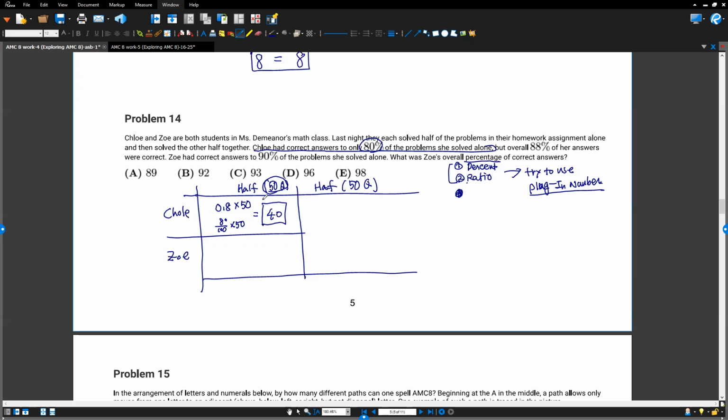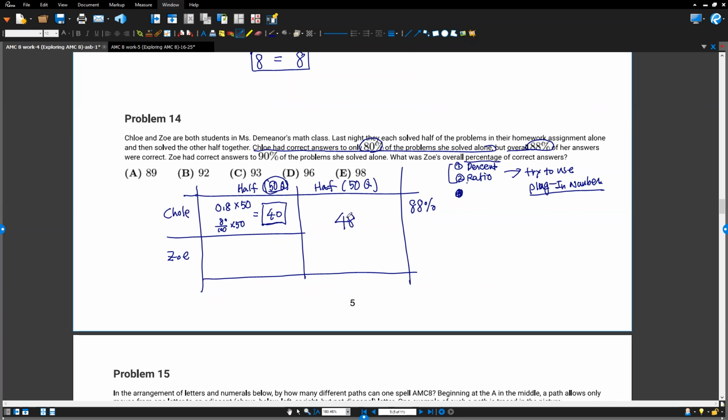Okay. The next one, take another one. Corey solved overall 88% of her answers correct. In total, she made 88% correct. We already got 50. The next one, what is that? It should be 48 questions, isn't it? That is 88. 40 plus 48 equals 88. Is that correct? Yep, that is correct.